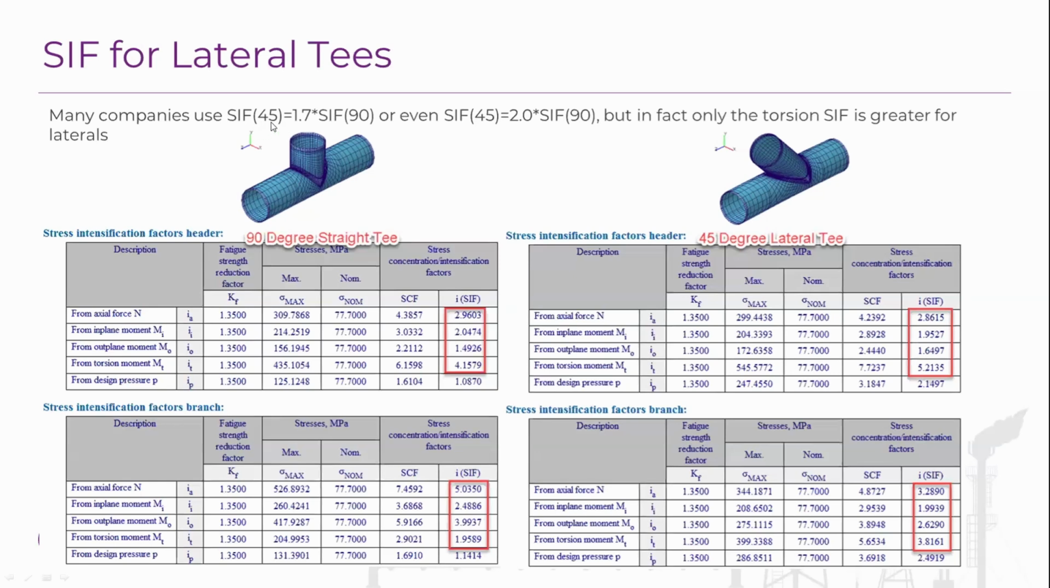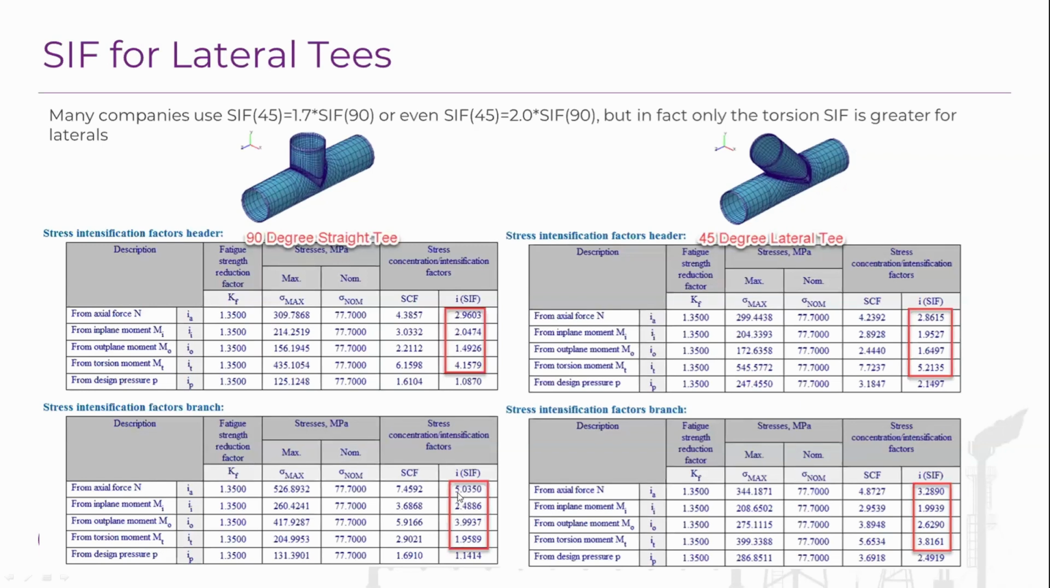They calculate stress intensification factors for the straight T's and just multiply them. Some companies multiply by 2.0, some companies multiply by 1.7, and receive the stress intensification factor for lateral T with 45 degrees. So we tried to check this method, and we found that it is incorrect because actually the stress intensification factors for the lateral T are lower than the stress intensification factors for the straight T.